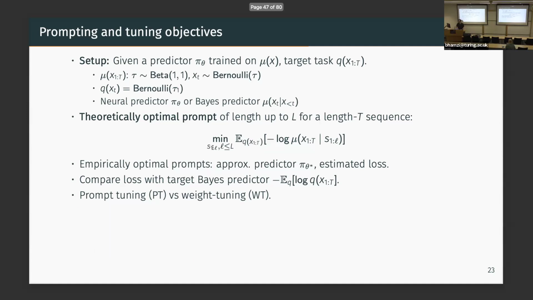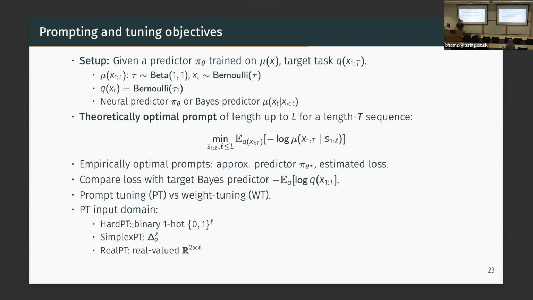We can also do this in weight tuning. So we can also optimize this with a little bit of weight tuning, which we call WT. But today I'm going to focus more on prompt tuning, where we can do hard prompt tuning, which is basically optimizing over binary sequences, or we can do simplex prompt tuning, where the sequence is constrained to the simplex, or the real values. There are no constraints, they're just real values.